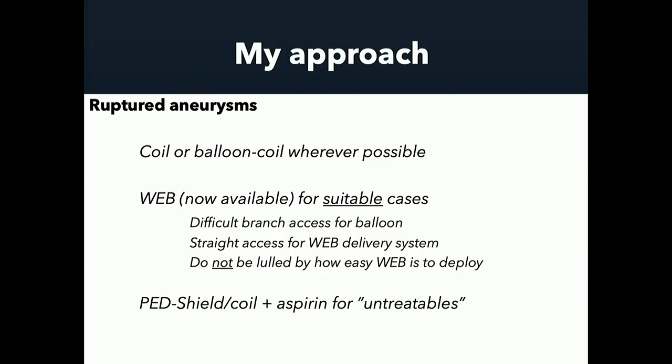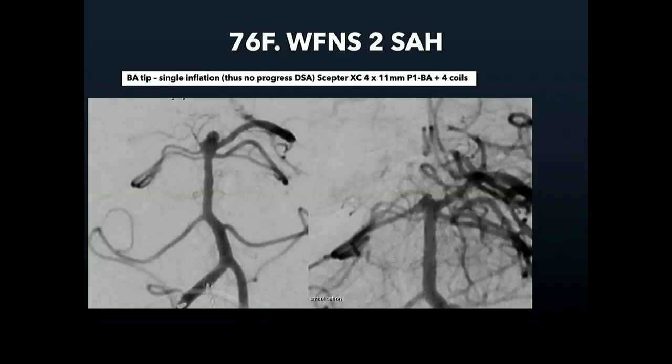And as per my earlier talk, if it's an appropriate case and it's really untreatable by other means, I'll use a pipeline shield and aspirin. So just an example, 76-year-old lady, not in terrific health, WFNS2, she's got a wide neck basilar tip aneurysm. It's not a perfect angiographic result. There's only really 2 angiograms because it was all done under 1 inflation with 4 coils, but that's enough to get her through probably for the rest of her life without too many worries. So it's just a simple balloon coiling.